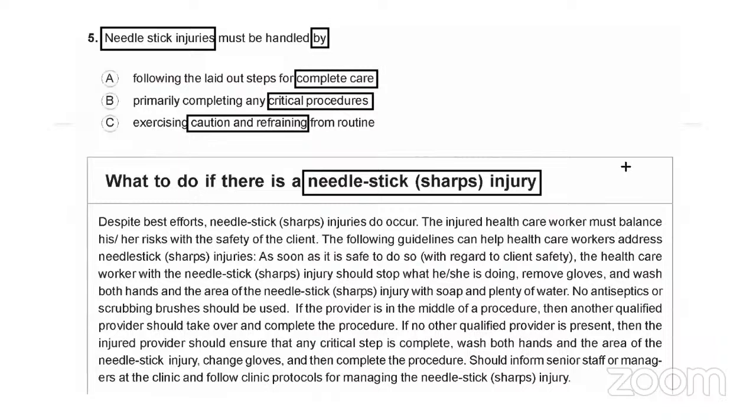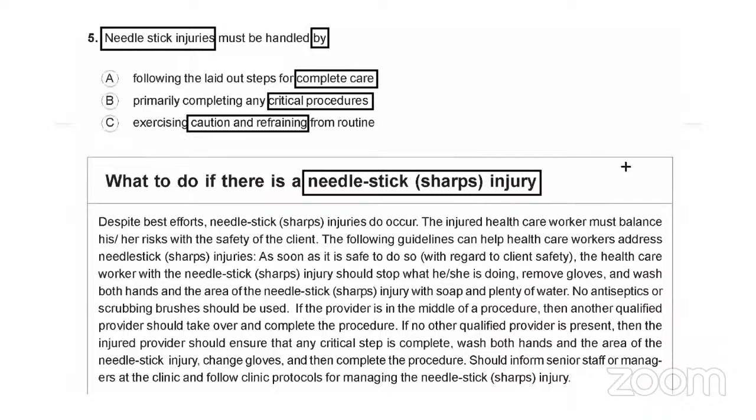So, if no other qualified provider is available, then the injured provider should ensure that any critical step is complete. Wash both hands and the area. See, step by step, how he is explaining very clearly. Everything should be done in a systematic manner. You cannot miss anything. They have given this procedure in 1, 2, 3, 4 steps, so one by one, you have to complete all these things.